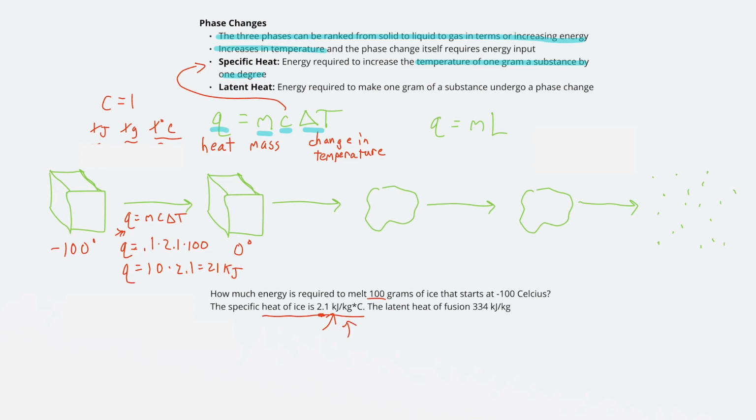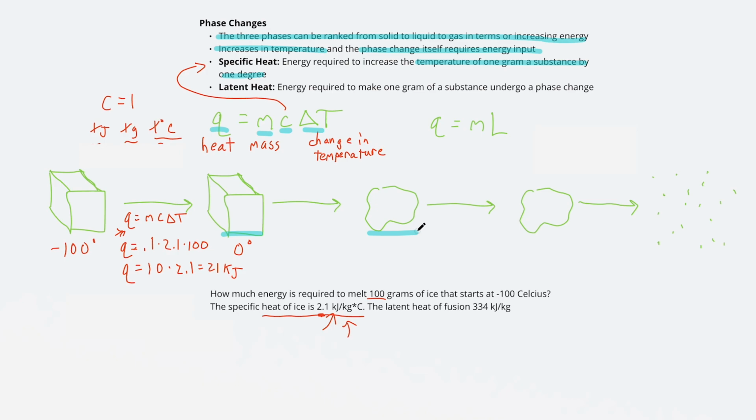Once we reach 0 degrees, which is the point at which the ice will begin to melt, the additional energy goes into making the phase change happen. And during the phase change, we do not have a change in temperature. So the entire time that this block of ice turns into this puddle of water, the temperature remains 0 degrees the whole time.